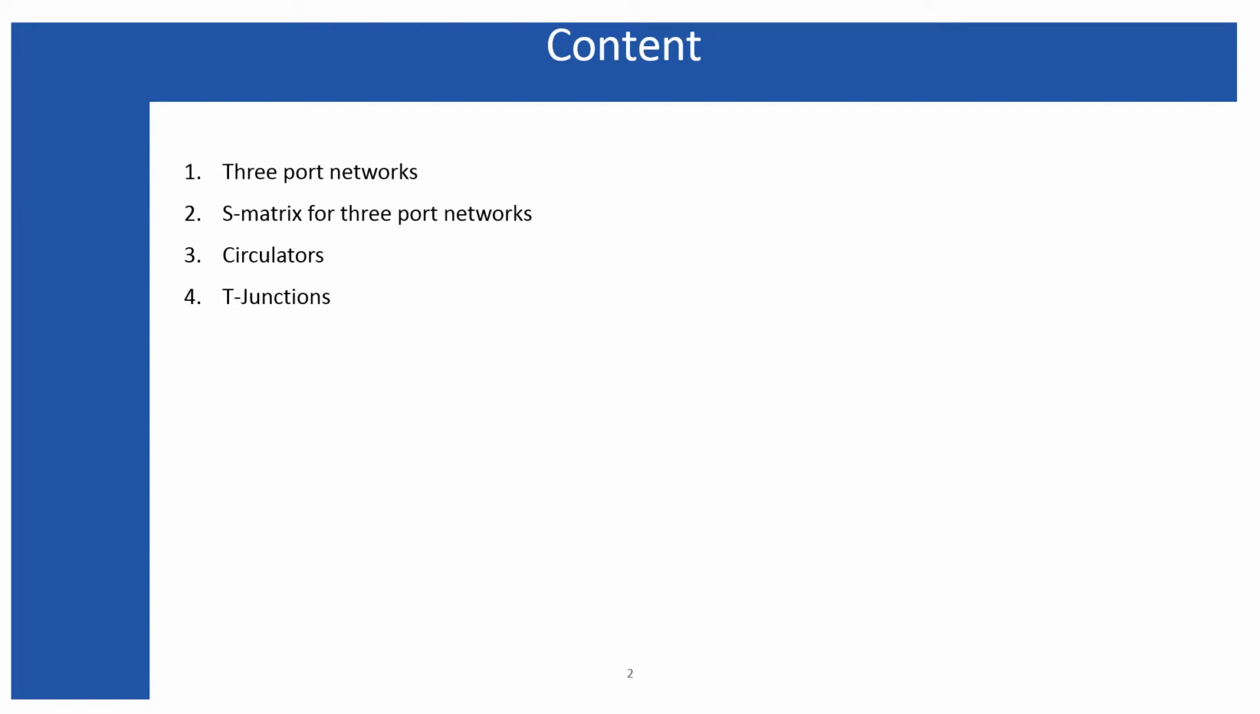In this lecture, mainly three-port passive network devices will be discussed, and those are mainly circulators and T-junction devices, and the corresponding S matrix will also be discussed in this lecture.